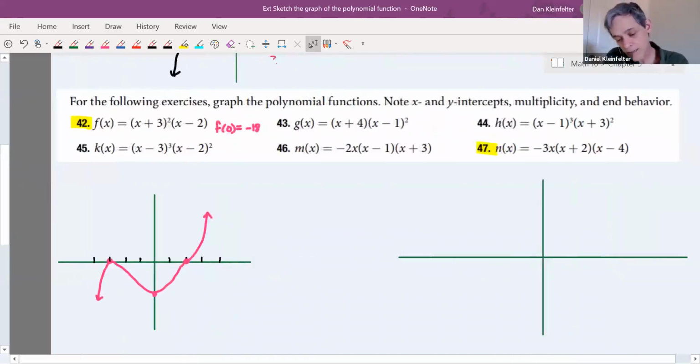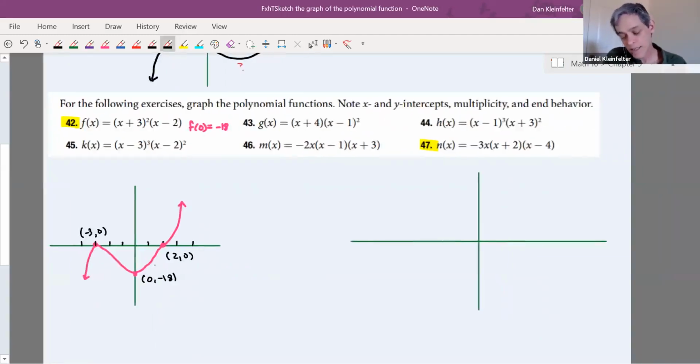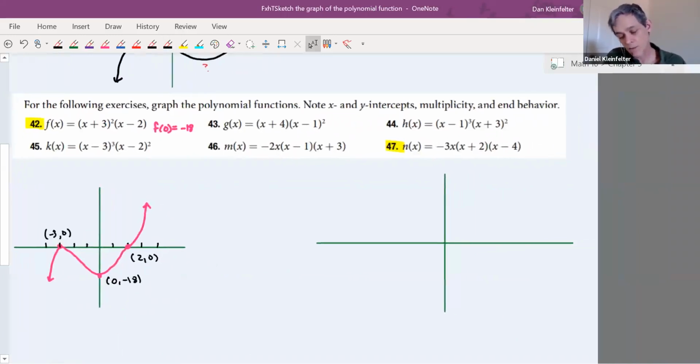Okay, so then let me go ahead and label some things. We'll put the intercepts on there, the xy coordinates of the intercepts. The multiplicity, we'd observe that, and the end behavior is shown.